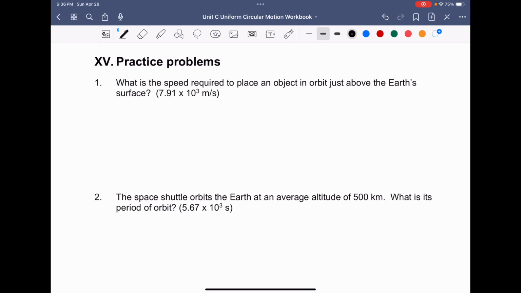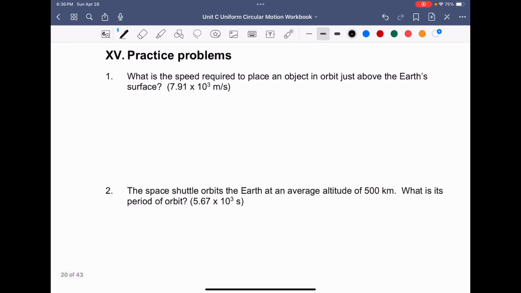Now, that's a bit of a broad generalization because the Earth's surface isn't completely flat, but we're just going to assume that the radius is the average radius, so it accounts for mountain ranges and valleys, so the peaks and valleys are included there. What is the speed required to place it just above the surface?